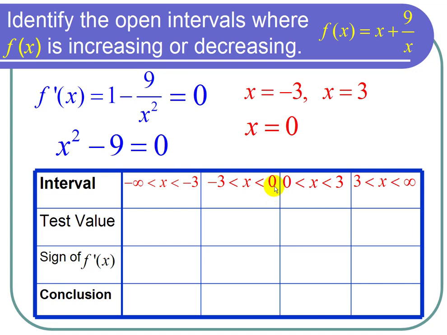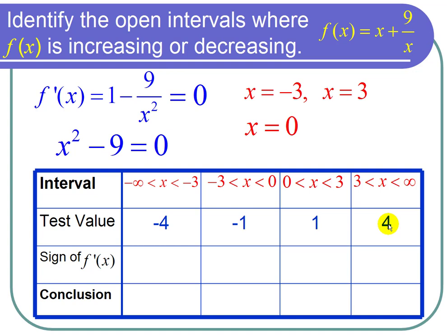And what I want to do is I want to put in some test values. I could put in any number in the interval. I will put in negative 4, because that's between negative infinity and negative 3 for the first interval. Negative 1 for the second. 1 is certainly between 0 and 3 for the third. And 4 for the fourth test value. And the way we use test values is we plug that value into the derivative and decide whether the sign of that derivative is positive or negative.